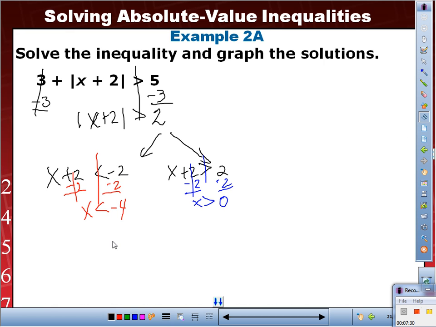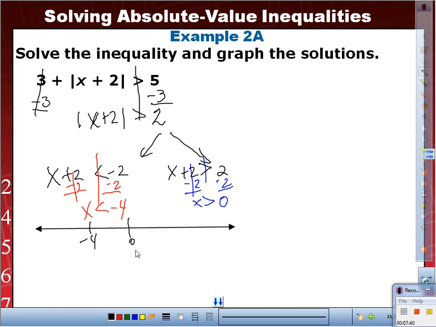Okay, let's graph that. Zero, negative 4. All right, I'm going to start with negative 4. Does it include the negative 4? No, it's open point. What numbers are less than negative 4? Everything to the left. Does it include 0? No, it's open point. What numbers are greater than 0? Anything to the right. What kind of inequality is this, everyone? Or, that is correct.